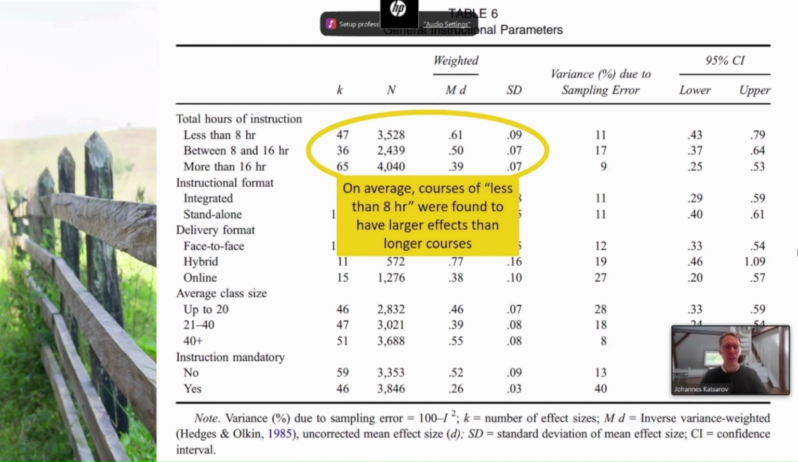They found, for example, here at the top left, that the course hours, if it was a course of less than 8 hours, you had a standard effect size of 0.61, which is a medium effect size. That's quite impressive, actually. Between 8 and 16 hours was also medium, but then you see courses that lasted more than 16 hours had a standard effect size of only 0.39, which is significantly lower. This could lead to the conclusion that shorter courses in ethics education or in research integrity education are better.